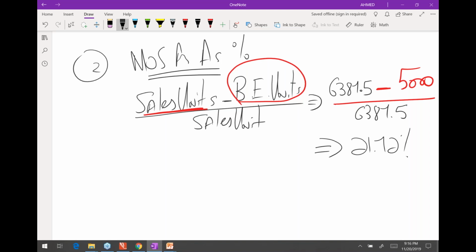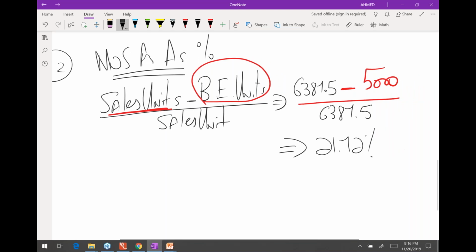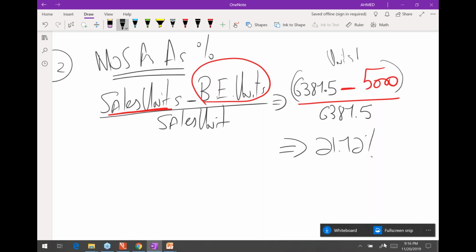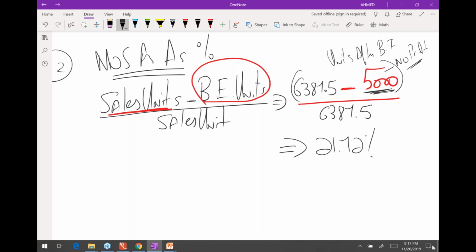Are you all getting my point? Margin of safety indicates the profit area. It indicates the units after break even, because at break even it's no profit no loss. So it indicates units after break even, means units that are profitable units. So margin of safety is clear. 21.72% is the margin of safety, which means your profitable units are 21.72% of the sales.